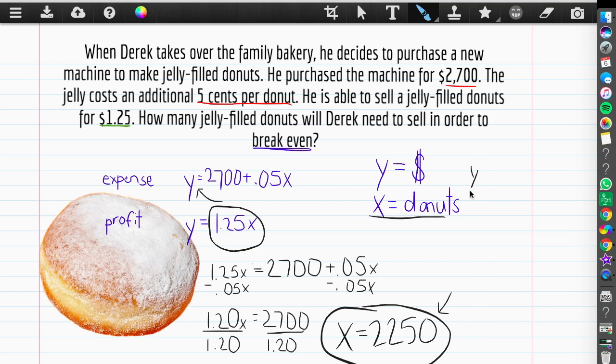If we wanted to go back, we could plug it back into our equation and solve for Y. We would then find out what the total price was, or how much money had been spent in total at that point when we finally broke even, and that total, because we were also paying for the jelly per donut, would be a total of $2,812.50.